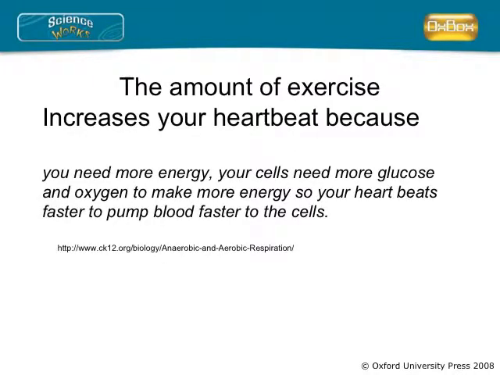Our prediction for the previous experiment was: the amount of exercise increases your heartbeat because you need more energy, your cells need more glucose and oxygen to make more energy, so your heart beats faster to pump the blood faster to the cells. Okay? So, I mean, I could add a little bit more detail to that. It's not perfect. But the important thing is I found this information and I cite it. I say this is where I got it from.